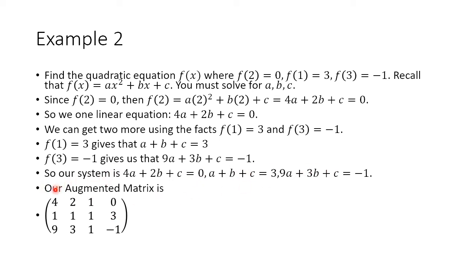This 4 is the coefficient in front of the a, so I put it in the first slot. This 2 is the coefficient in front of the b from the first equation, so I put it in the second slot, first row. Likewise, this c can be thought of as being multiplied by 1, so I put a 1 in the third slot, and that has to equal 0, so 0 goes in the last slot. Similarly, since the coefficients here are 1, 1, 1, that's what I get for row 2, and the output is 3. Likewise, I take these numbers to get the third row of my matrix.